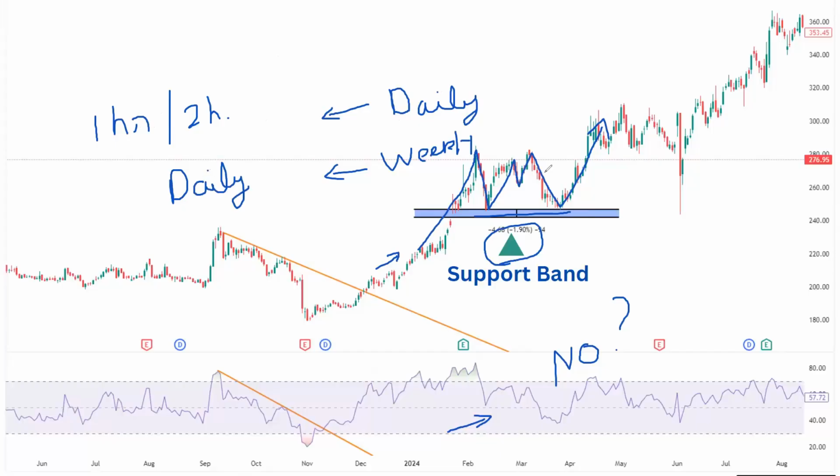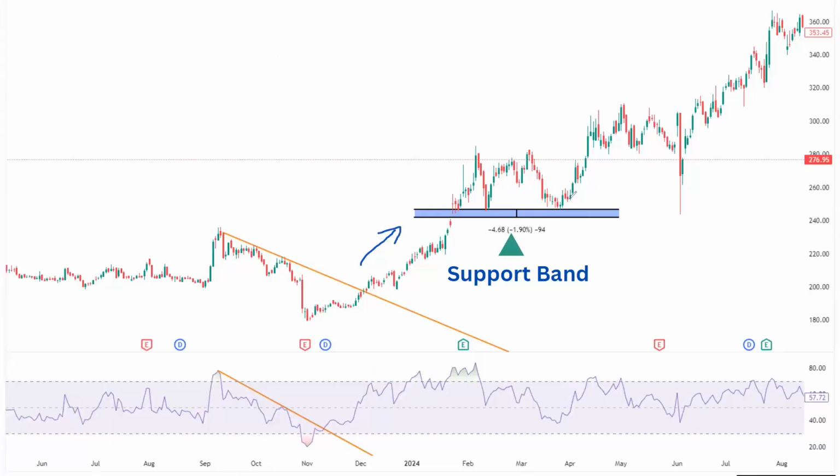Okay. So I'll repeat. A breakout happens over here. Let me just clear this information. A breakout happens over here. A consolidation comes up. We find a support band. Once we find a support band, now the start of RSI starts.